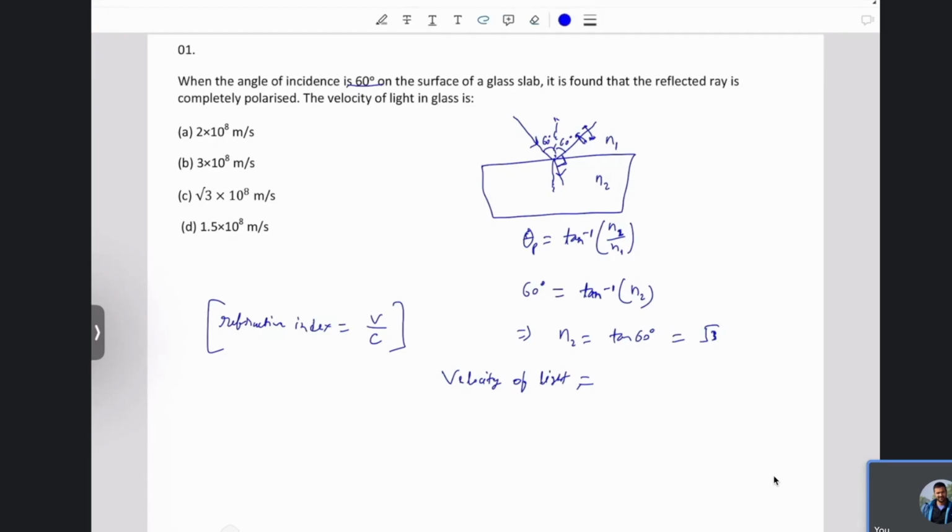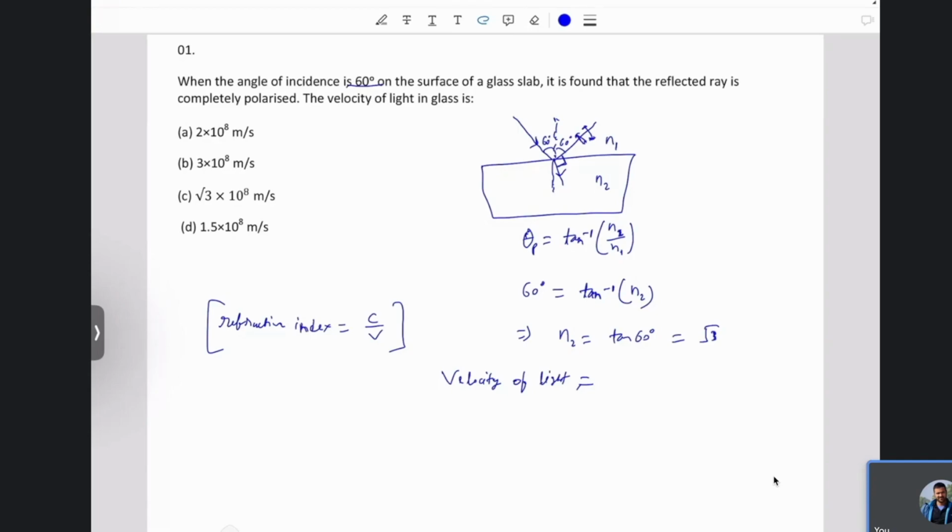Did I write it correctly? Is it refractive index is C by V? Yeah. C by V, right? C by V. Yeah. So otherwise, it will always be less than one. Okay.